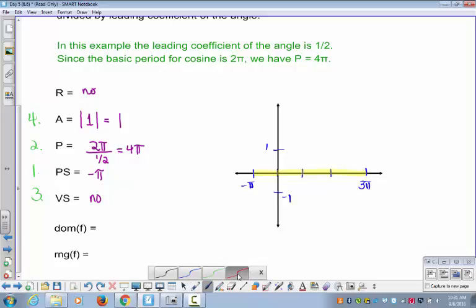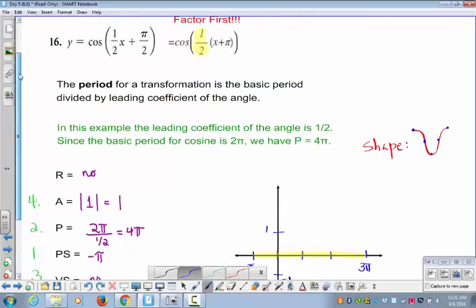And off on the side, I'm going to think about the shape. The shape for cosine, if we look at the first period of cosine, that's what it looks like. The shape of cosine is this, and it had these 5 key points if we go back and look at the graph of y equals cosine x. So that's the shape. And the shape will be the shape of the basic function. And then we'll apply the transformations to that.